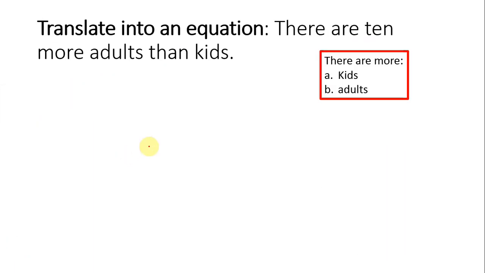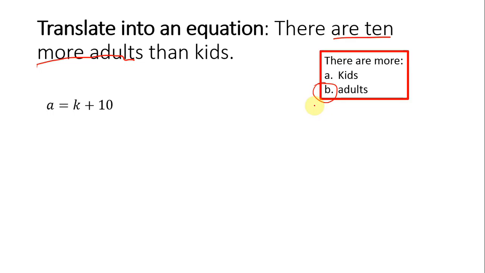Translate this into an equation. There are 10 more adults than kids. First thing we have to ask ourselves, what are there more of, adults or kids? Here it says there are 10 more adults than kids. So I know here that because there are 10 more adults than there are kids, there are more adults. So the equation that I used to represent the situation was A equals K plus 10.